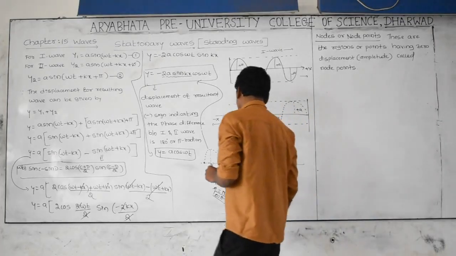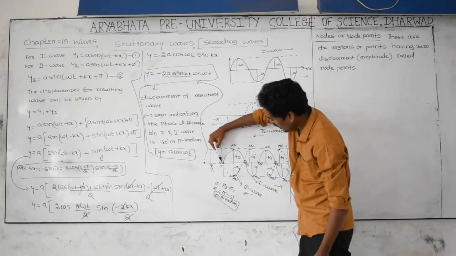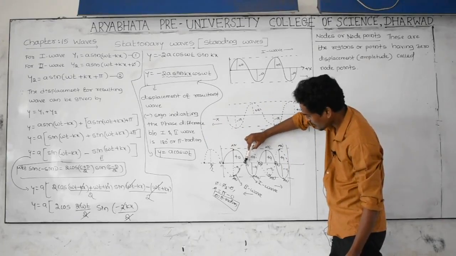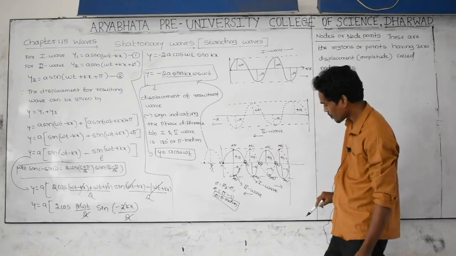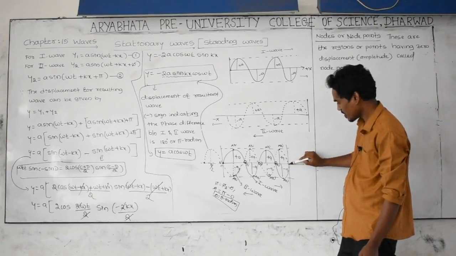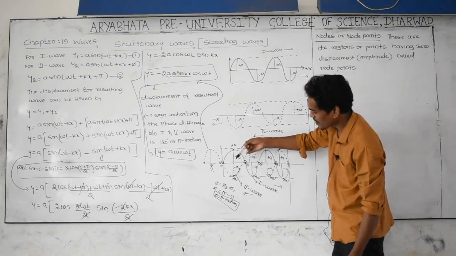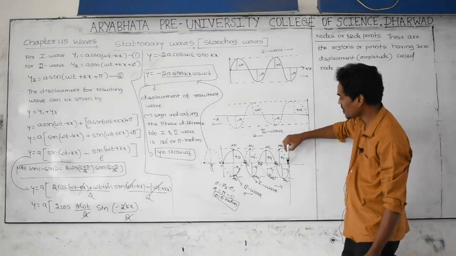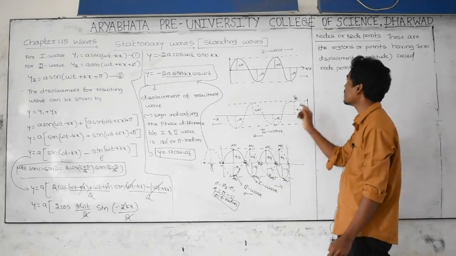As you know very well, this is a standing wave or a stationary wave, and what is the displacement at this point? That is 0. And at this point? That is 0. And at this point? This is 0. And at this point? That is also 0. In the stationary wave, these are the points or regions having zero displacement. The points having zero displacement are called node points.